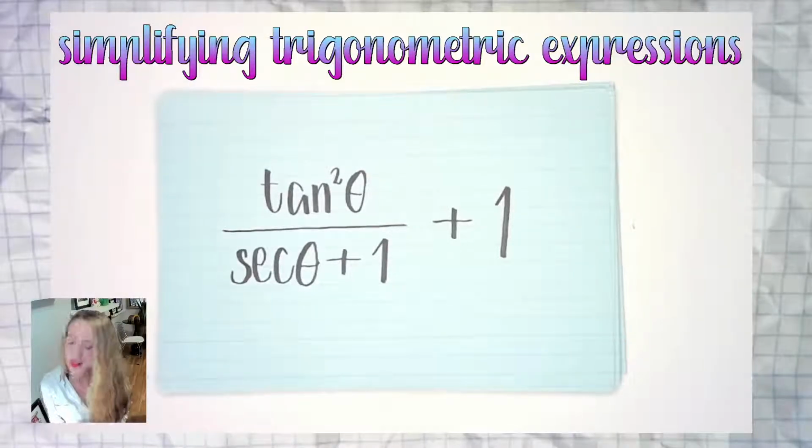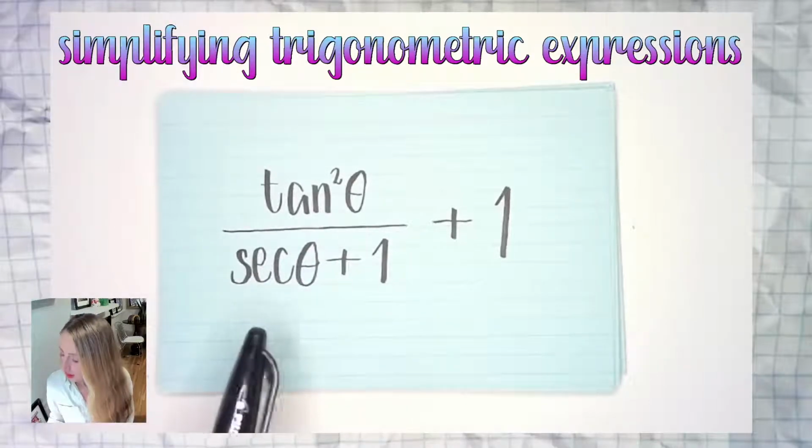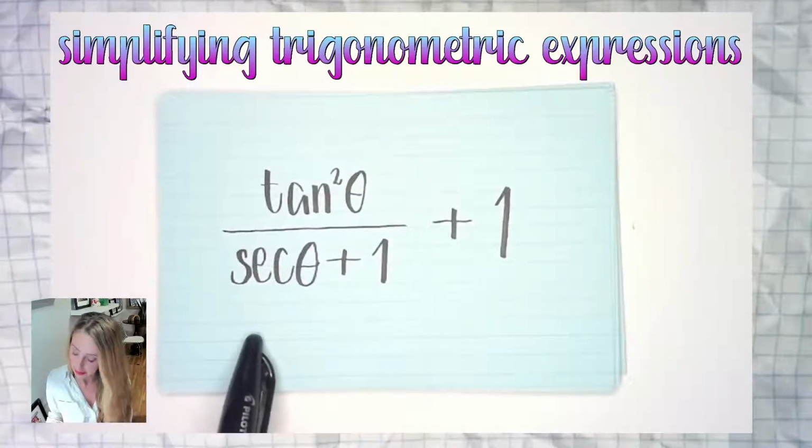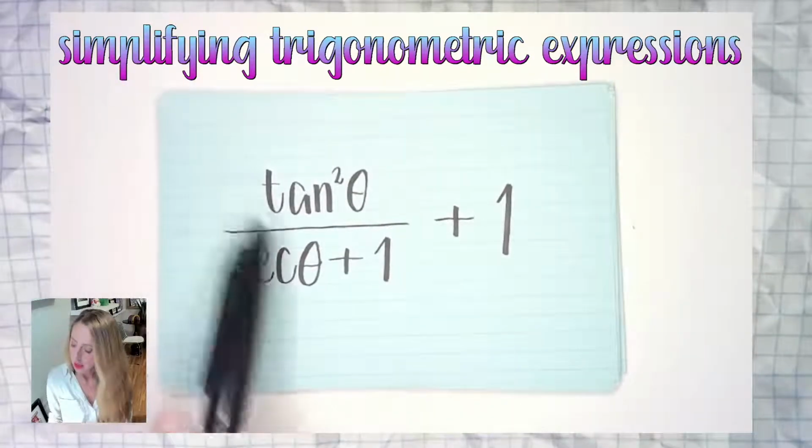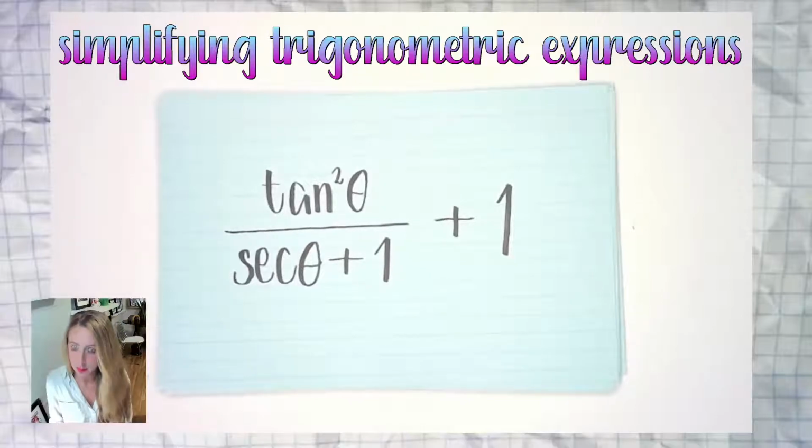Hey guys, in this playlist and in this video, we are going to be simplifying trigonometric, or trig, expressions. And the first one we're going to look at right now is on the screen. We have tangent squared theta over secant theta plus 1, as a fraction, plus 1. And what we want to do with this is simplify.